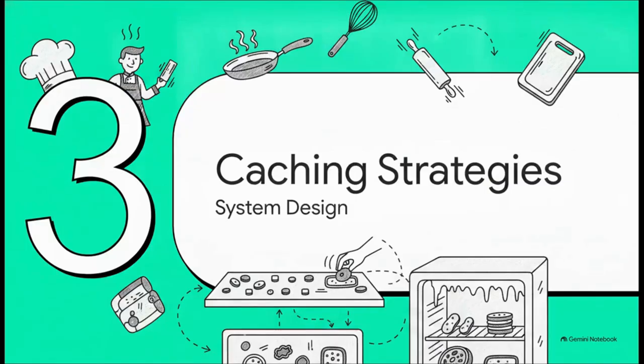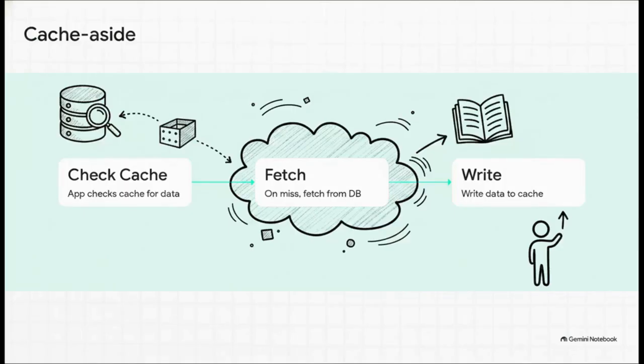Section 3, core caching strategies. Okay, we need to establish the operational rules of our kitchen, so we know exactly how our app, which is acting as our chef here, is going to move ingredients back and forth between the countertop and the freezer. Let's look at the most common strategy, which is called cache aside.